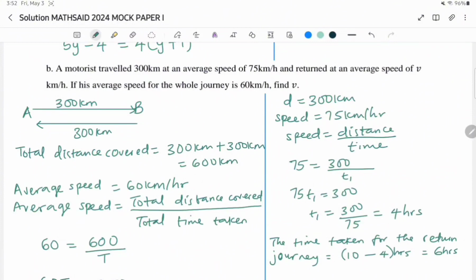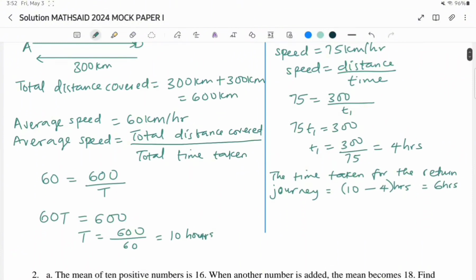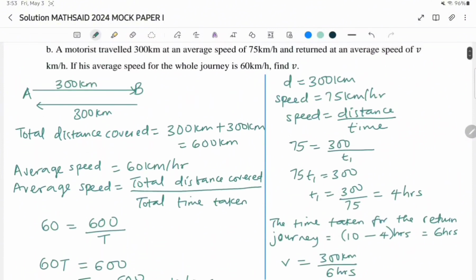Yet, we've not found our answer because the question is asking us for the average speed of his return journey, which has been represented by V. But now it will be easy for us to calculate since we know the time and we know the distance. So that means V, we've already written the formula. V, which is the speed of the return journey, equals the distance, which is 300 kilometers, divided by the time, which is 6 hours. That means V is 5 kilometers per hour. So that's the average speed of his return journey.